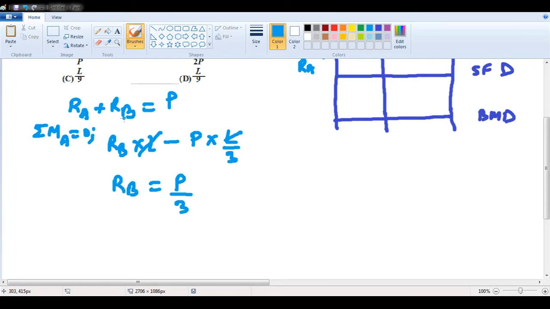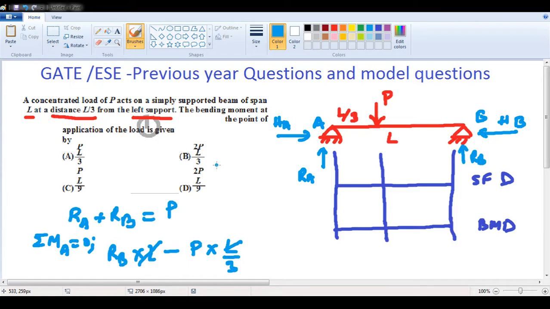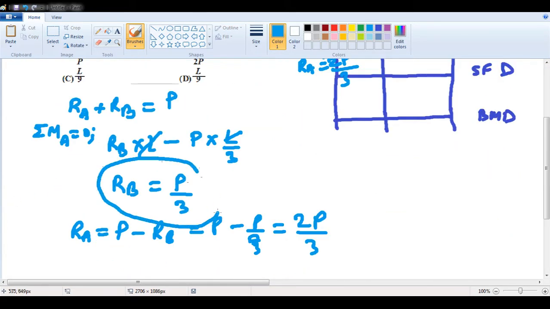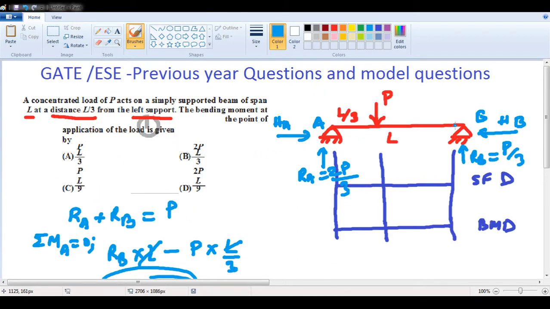Now when we put the value of RB into RA plus RB equals P, RA will be P minus RB, which is P minus P by 3. So this will be 2P by 3. So RA is 2P by 3, whereas RB is P by 3. Just now we have solved, right? Similarly, the horizontal reactions will cancel each other because HA is equal to HB.